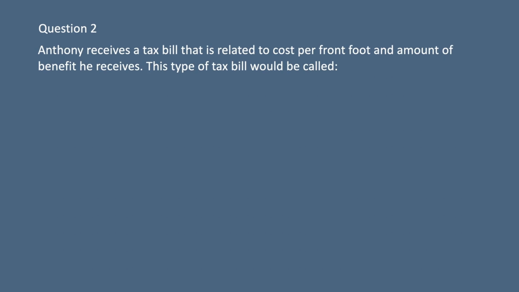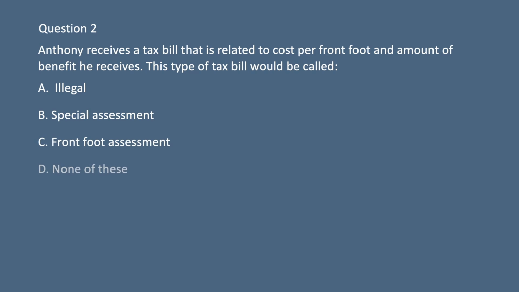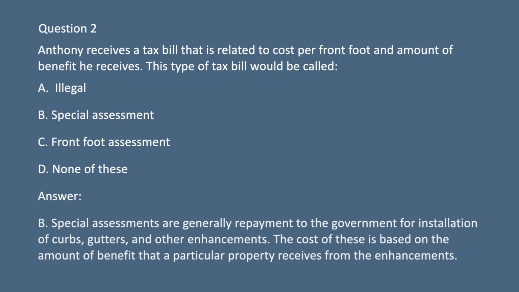Question 2. Anthony receives a tax bill that is related to cost per front foot and amount of benefit he receives. This type of tax bill would be called A. Eagle. B. Special assessment. C. Front foot assessment. D. None of these. Answer. B. Special assessments are generally repayment to the government for installation of curbs, gutters, and other enhancements. The cost of these is based on the amount of benefit that a particular property receives from the enhancements.